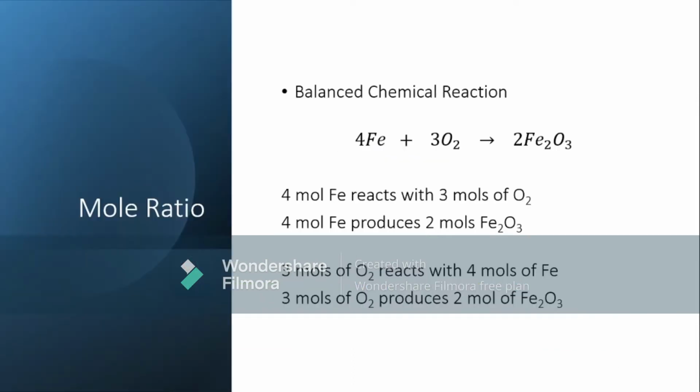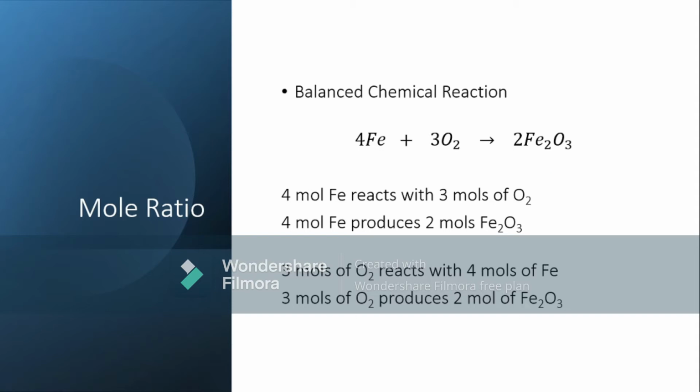Okay? So, for a balanced chemical reaction, let's say 4Fe plus 3O2 will give you 2Fe2O3. Now, I can say, for every 4 moles, yung mga coefficient natin, pwede na natin siyang gamitin in terms of mole. For every 4 moles of Fe, mag-react siya sa 3 moles ng O2. Sa 4 moles ng Fe, pwede din siyang mag-produce ng 2 moles ng Fe2O3. Sa 3 moles of O2, magre-react siya with 4 moles of Fe, iron. And sa 3 moles ng O2, magpuproduce siya ng 2 moles ng Fe2O3.